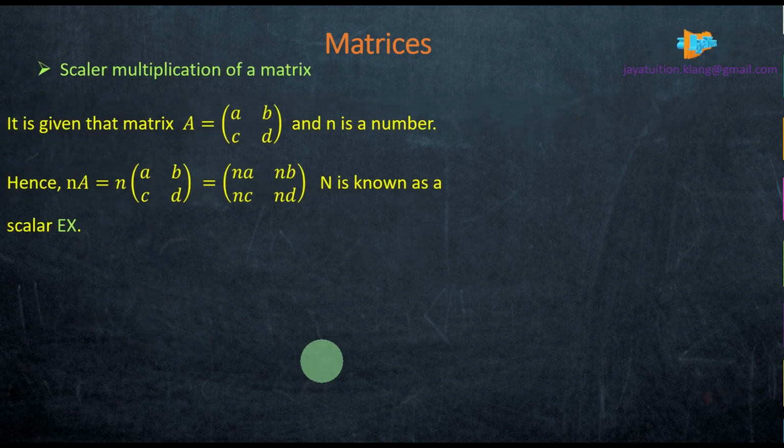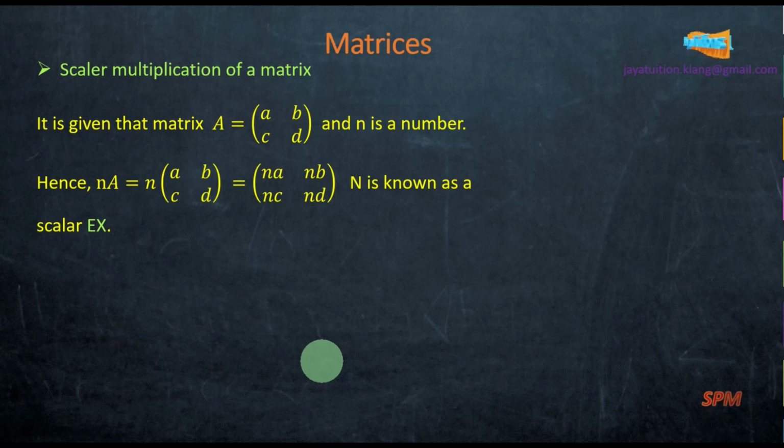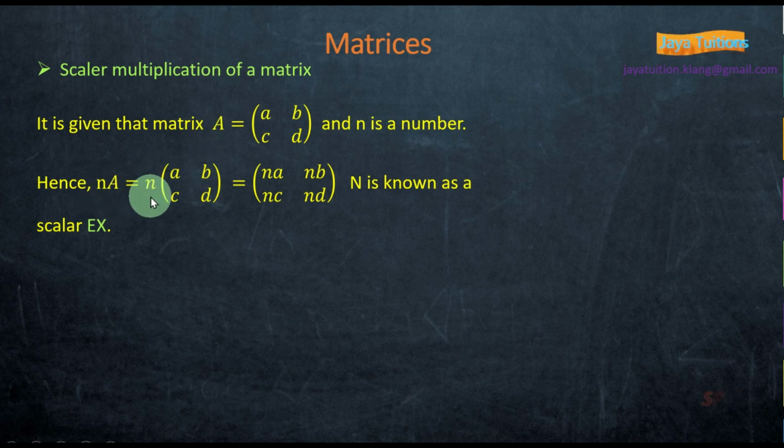Let us now see what exactly is scalar multiplication of a matrix. If the matrix A is given with a, b, c, d as the elements, and you want to multiply the matrix A with a scalar multiple n, then you have to multiply each and every element by n. Therefore, nA becomes equal to na, nb, nc, and nd.